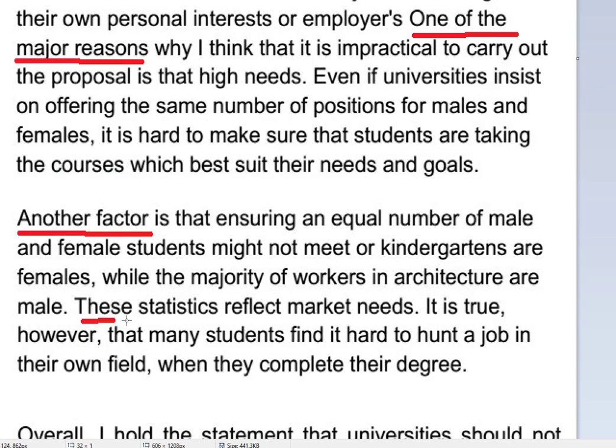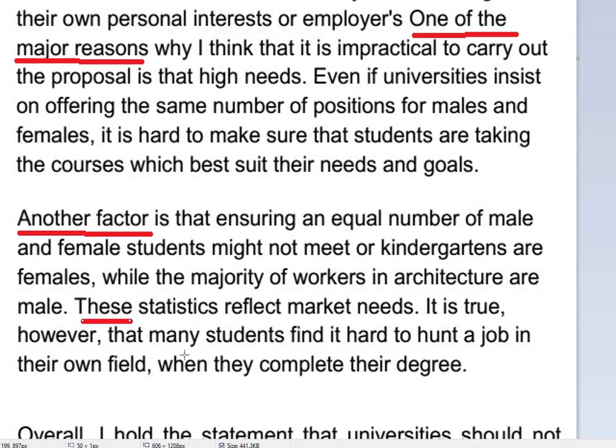These statistics. What does this refer to? These. Let's see. Female students might not meet or kindergartens or humans. What? I don't know what these refers to. These are not statistics. These are just sentences, which I don't quite understand. Female students might not meet or kindergartens or females. What does that mean? I don't know. While the majority of workers in architecture are male. These are not statistics. I don't know what this refers to. This is fine. It's 2.